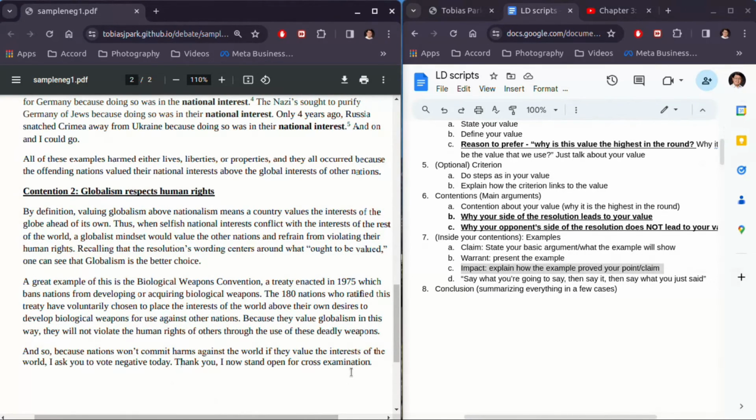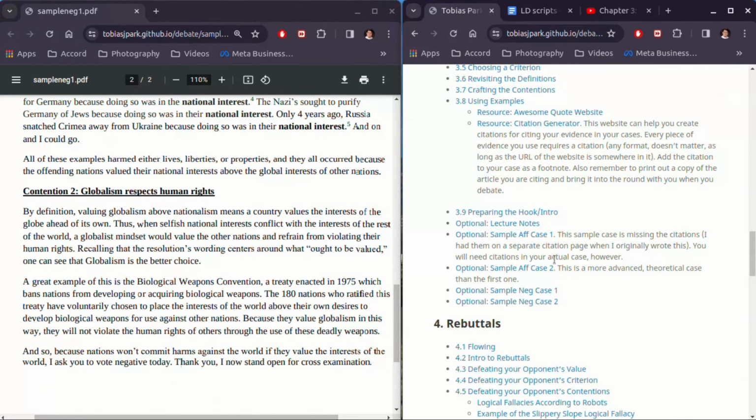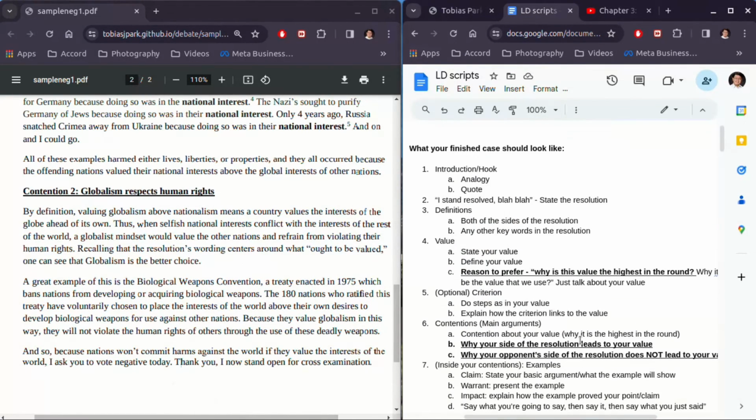So yeah, again, in the contention, you say what you're going to say, which I kind of do in the first paragraph. Then you say it with your example, and then you say what you just said, and that's generally a good format to follow. So I know this is kind of hard to follow in a video format, but again, I have this sample case written out here on my website. It's one of these sample neg cases, so you can go and look at that again if you need to.